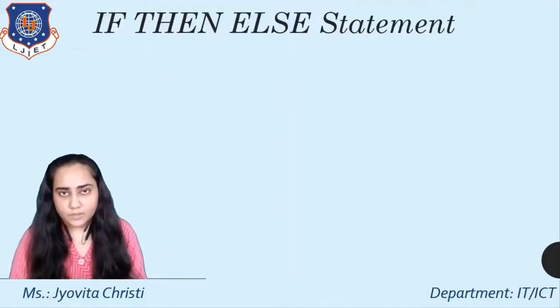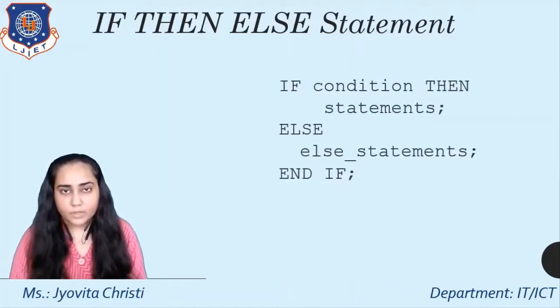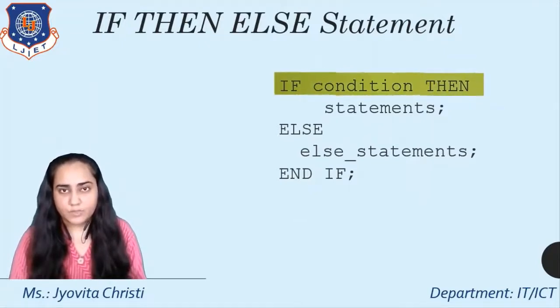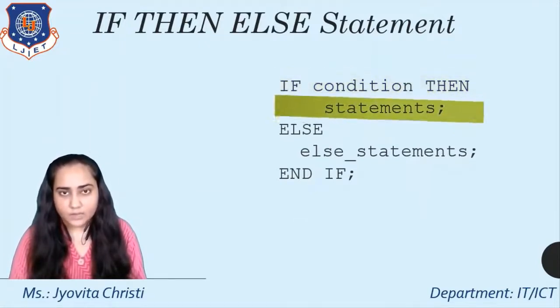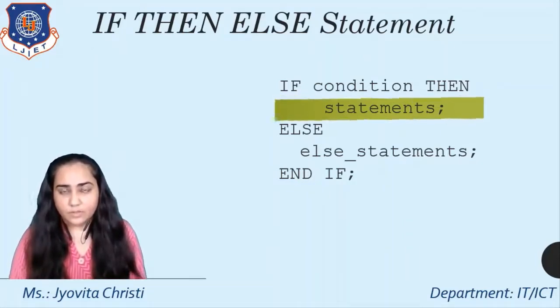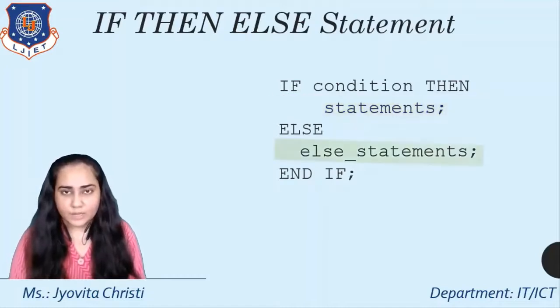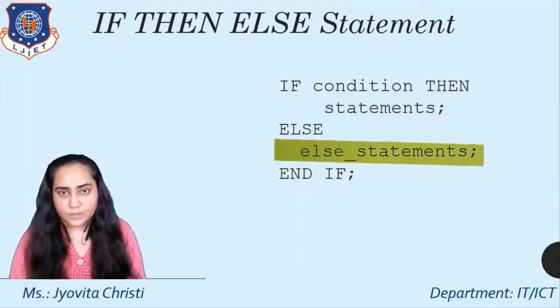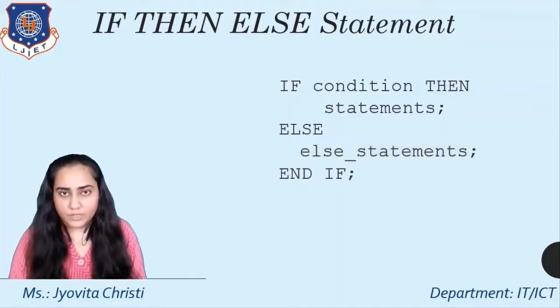The if then else statement has this type of structure. If the condition evaluates to true, then the statements between then and else execute. If the condition evaluates to false or null, the else statements between else and end if execute. Let's see this once again with a practical example.